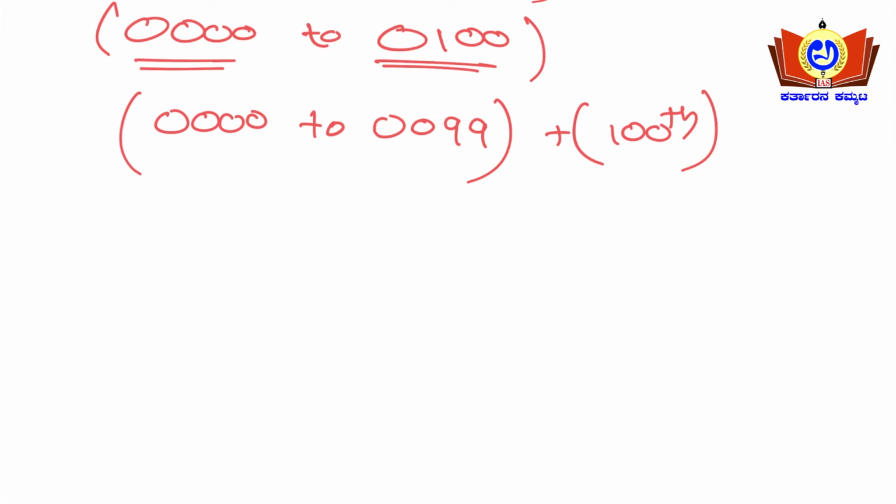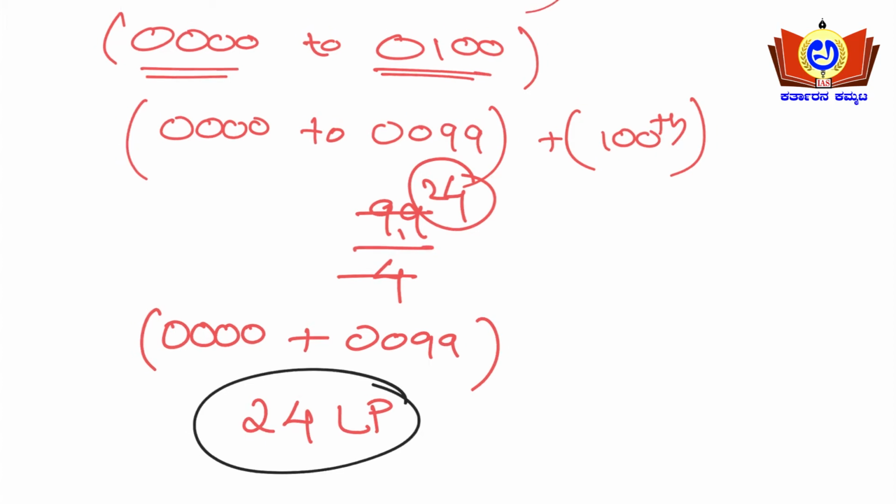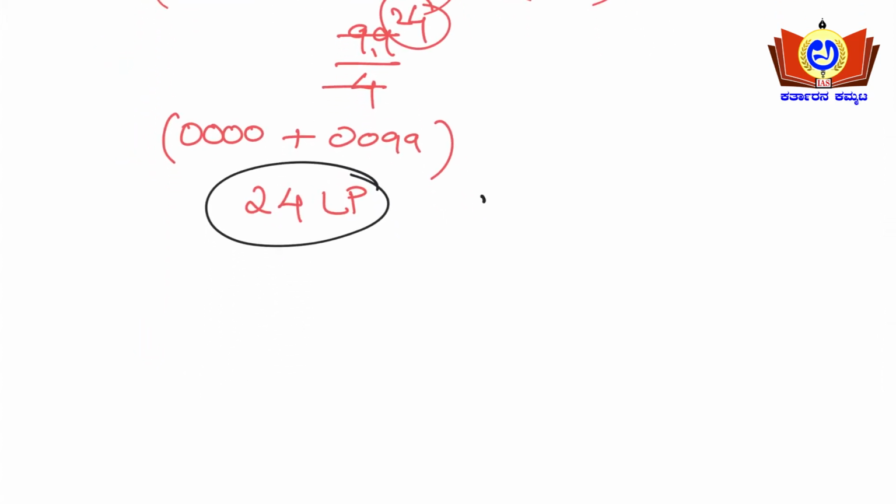See here, 99 is there, so I'll directly divide it by 4. So 4 twos are 8 and 4 fours are 16. So in between 0000 to 0099, how many leap years will be there? 24 leap years will be there. And how many ordinary years? 99 minus 24.